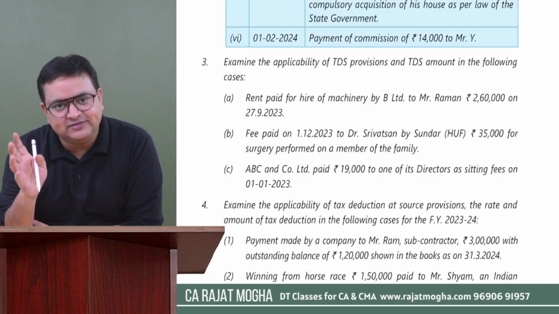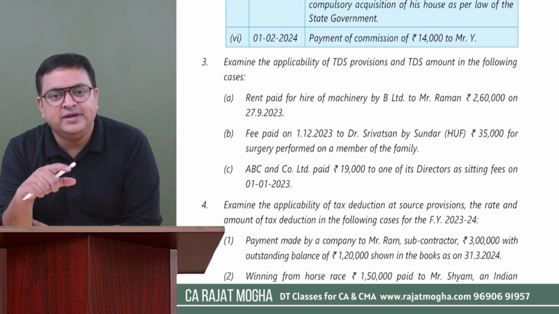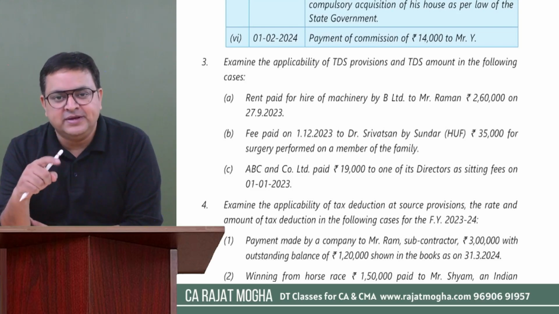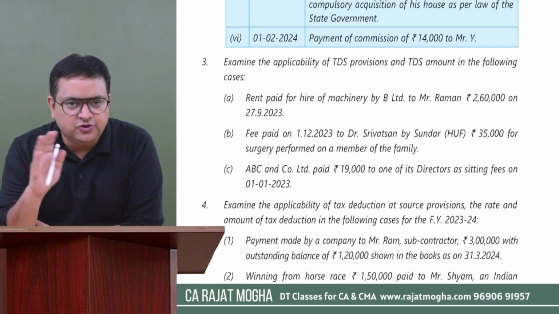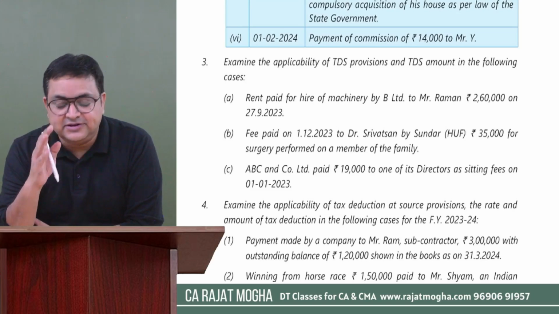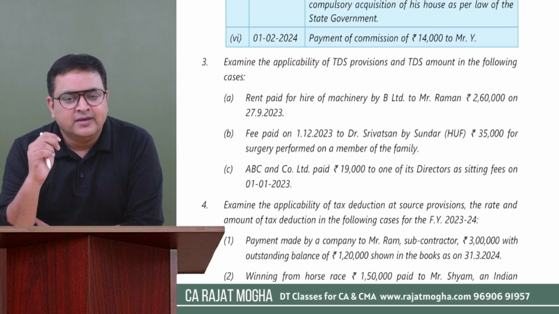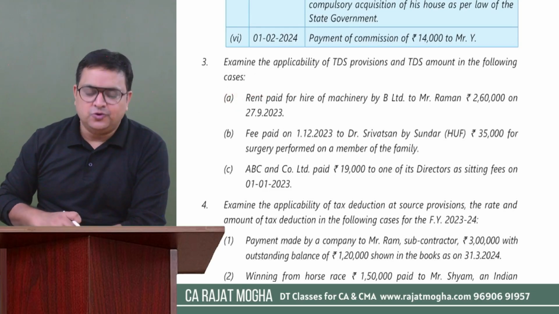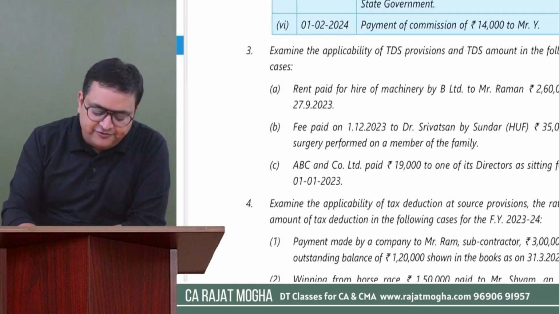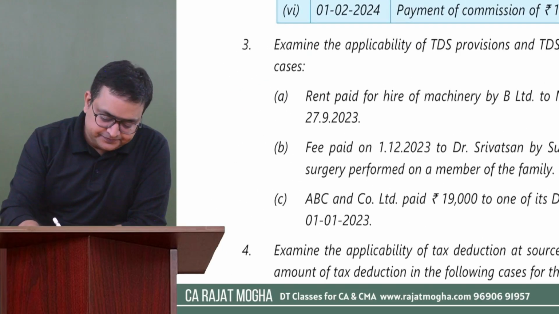Even for 194C, payment to a contractor, this should not be a personal contract. It should be in the nature of your business or profession, that is, for your business, correct? It should not be of a personal nature. Correct? So 194J will not apply. Okay. Now we have a very, very important section, 194M.